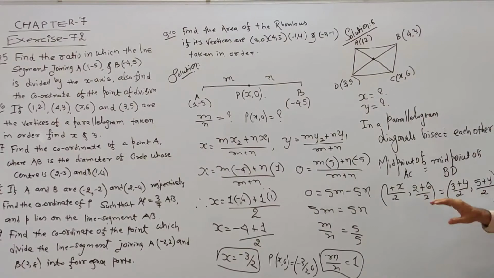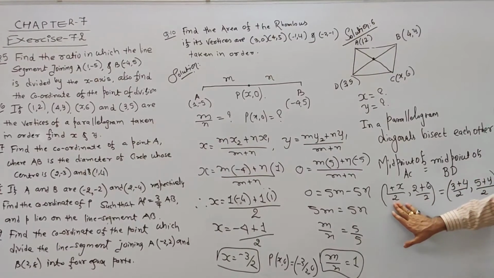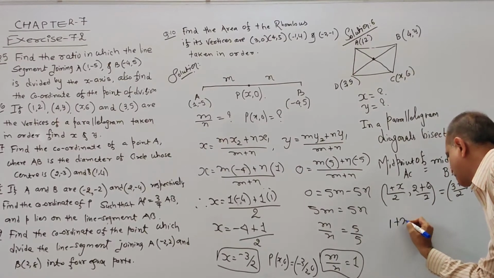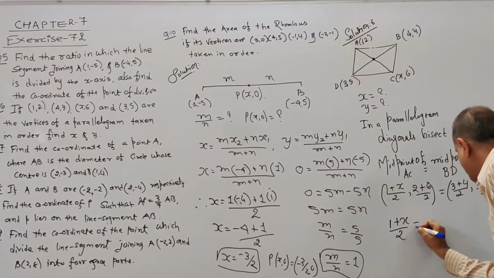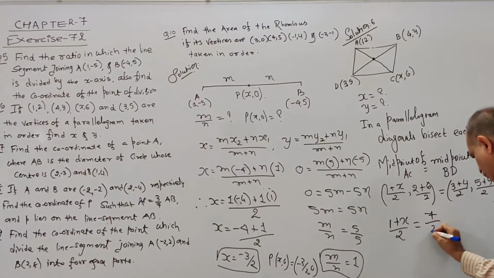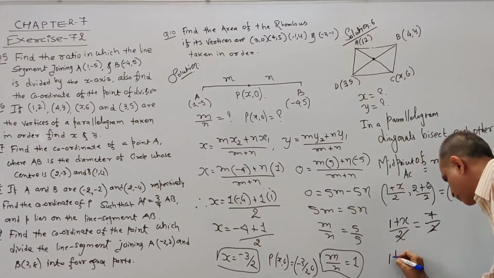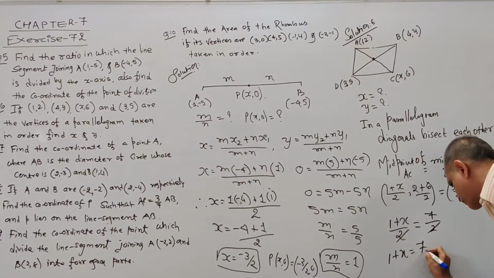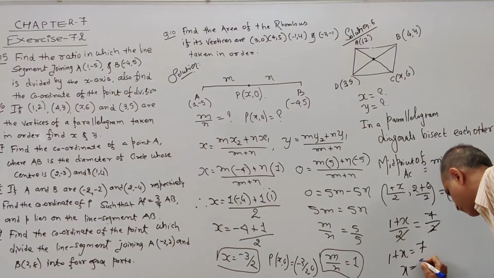Now the midpoint of AC and the midpoint of BD are equal. So you can compare the first coordinate of AC with the first coordinate of BD. You get (1 + x)/2 is equal to (4 + 3)/2, which is 7/2. You can cancel 2, so 1 + x is equal to 7. So x is equal to 7 minus 1, which is 6.